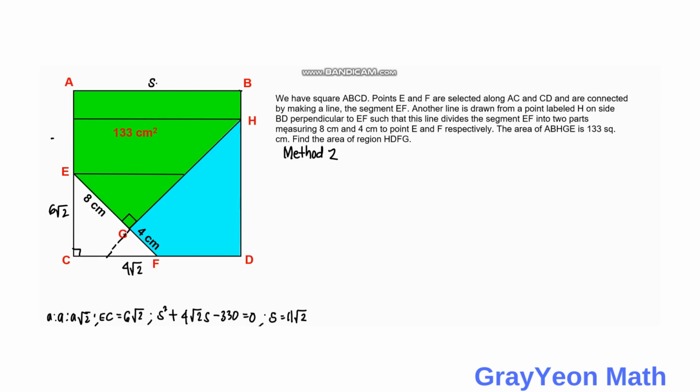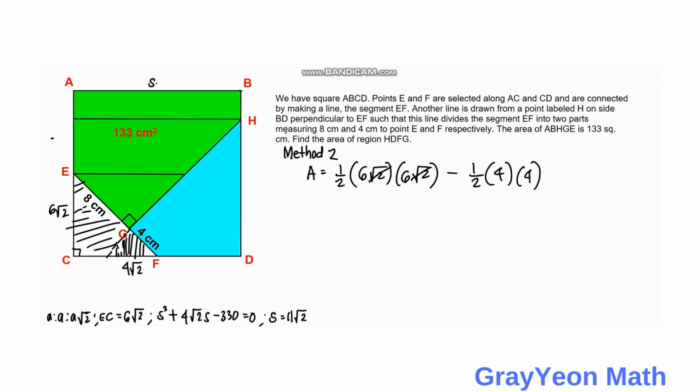Okay, so for the second method, we need to focus on the unshaded part. And for the unshaded part, we need to get the area of this portion. So to get the area of that portion, we have to focus on triangle ECF and subtract the area of this small isosceles right triangle here. So we have 1/2 times 6 square root of 2 times 6 square root of 2, then subtract 1/2 times 4 times 4. So this gives us, cancel this, and you have 36. And this becomes 2 times 4, which is 8. So area is equal to 28 square centimeters.